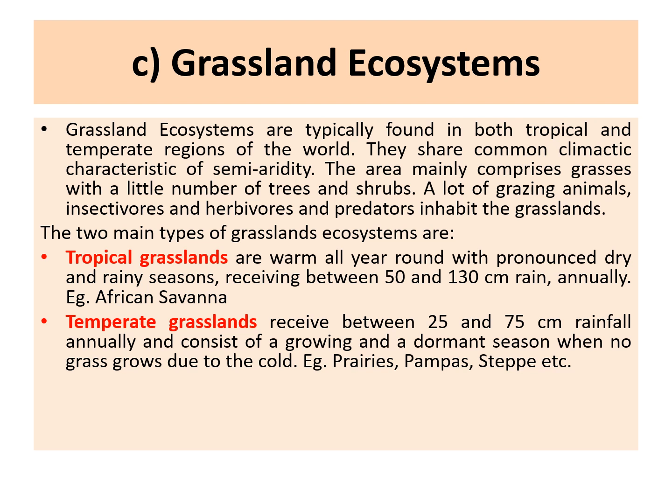There are two main types of grasslands: tropical and temperate. Tropical grasslands are warm all year round with a pronounced dry and rainy season, and it receives between 15 to 130 centimeter of rainfall annually. The best example is your African savanna. Temperate grasslands receive between 25 to 75 centimeter rainfall annually and consist of a growing season and a dormant season where no grass grows due to the cold. Examples of temperate grasslands are prairies, pampas, steppe. All of these are the names of grasslands found in different continents of the world.